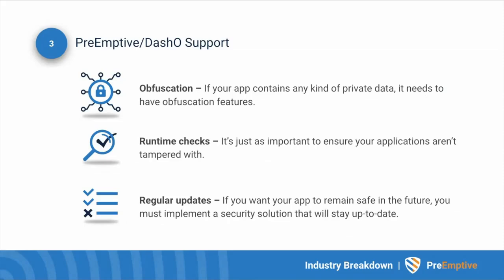Runtime checks. It's just as important to ensure your applications aren't tampered with. Runtime checks let your applications confirm whether or not they have been altered before they start any sensitive tasks. Furthermore, they can help you shut down the app if any unauthorized tampering occurs, helping you avoid data loss.